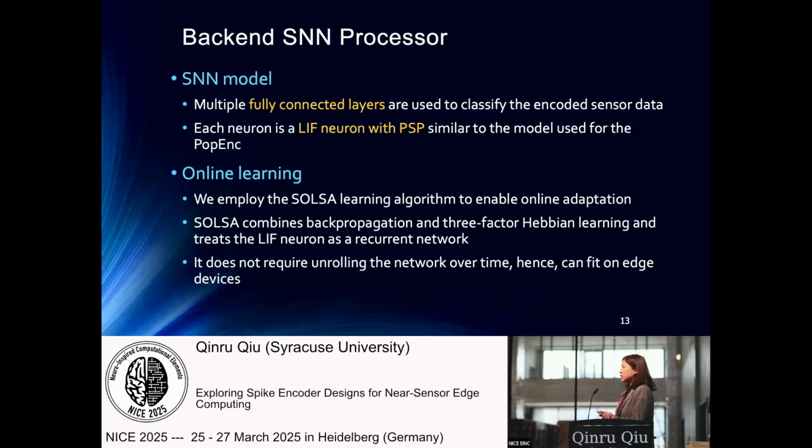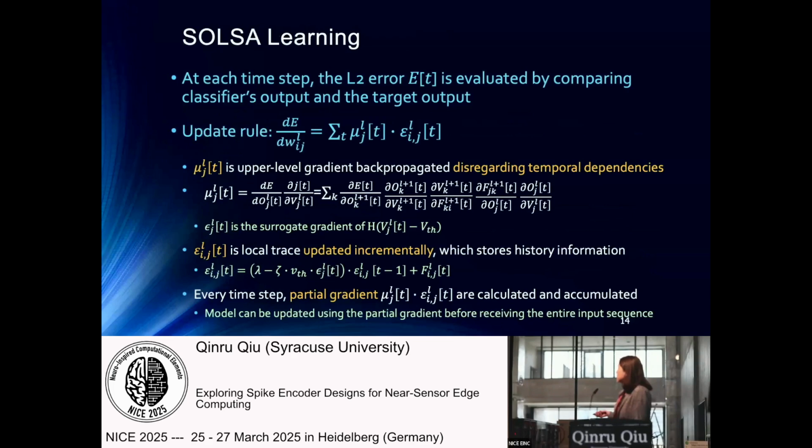The benefit of using SALSA is that it does not have to unroll the network over time. So it uses very limited memory and it can fit on edge devices. This is a very quick introduction of how SALSA works. SALSA basically combines backpropagation with three-factor Hebbian learning. At each time step, the L2 error is calculated by comparing the classifier's output with the expected output.